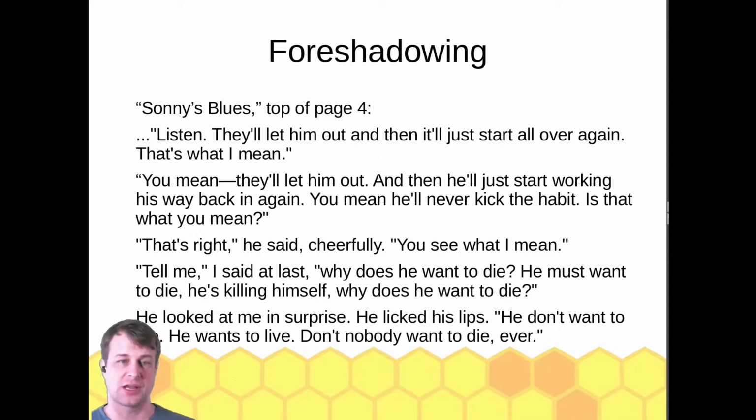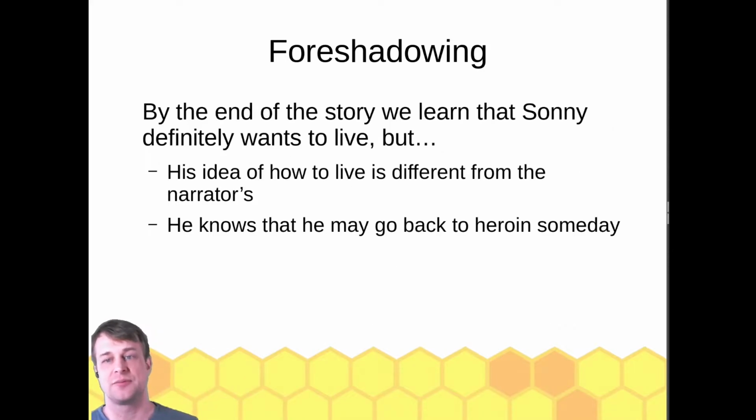So they're talking about what's going to happen after Sonny gets out. And after Sonny gets out, by the end of the story, we learn that these things are true. Sonny doesn't want to die, and the friend said that it just starts all over. Well, Sonny definitely wants to live. The friend was right about that. But his notion of how he wants to live is very different from the narrator's idea of what a good life is like. And we also know that, as the friend says, it's just going to start all over again.